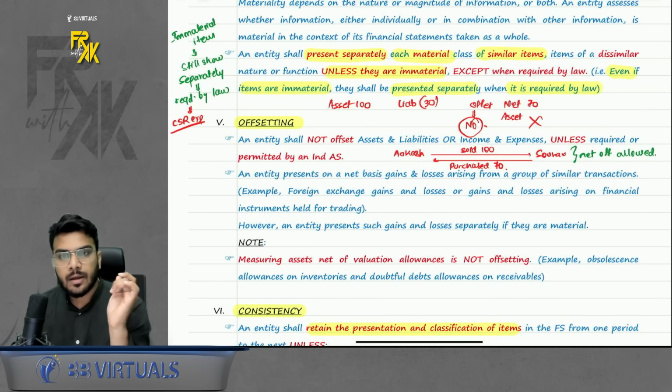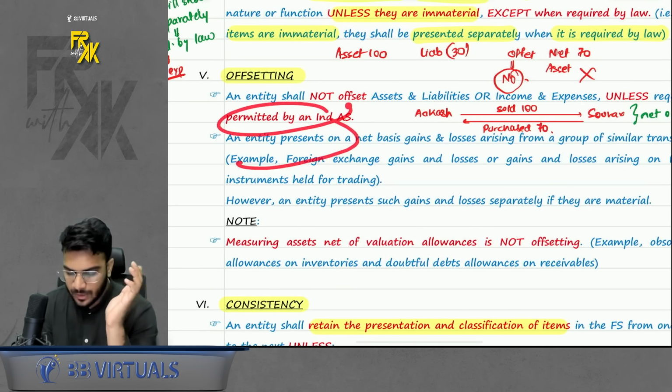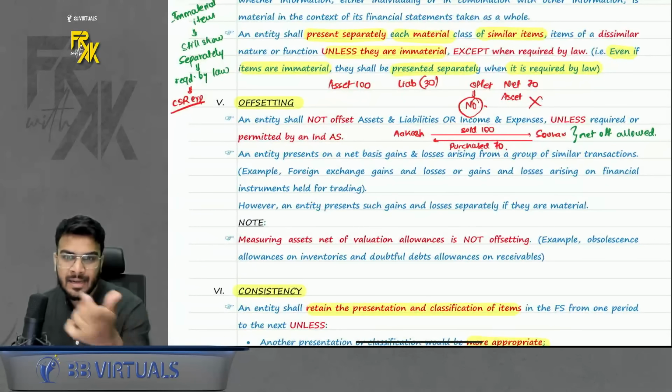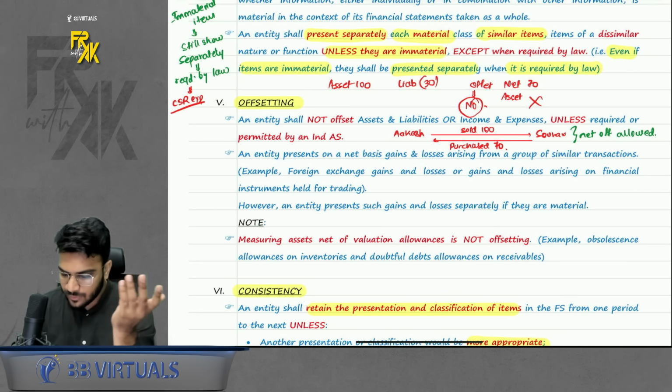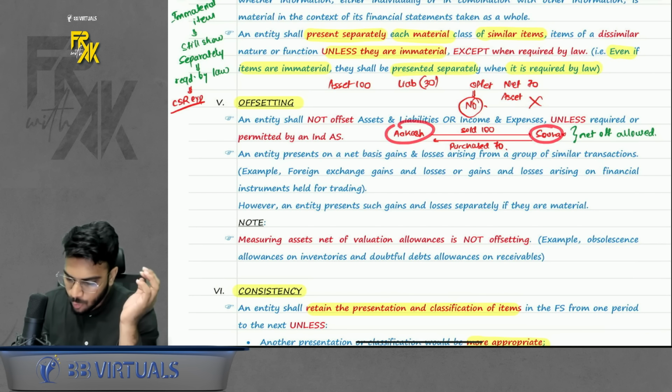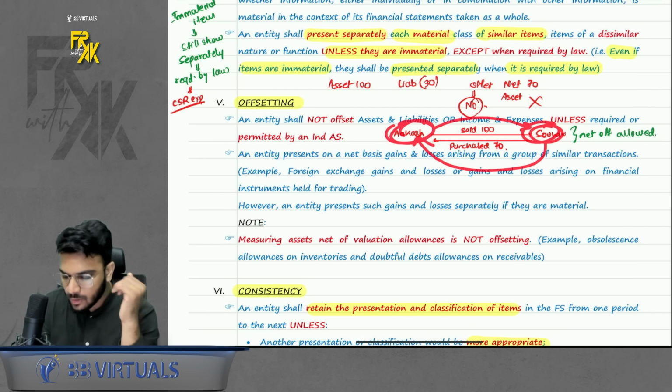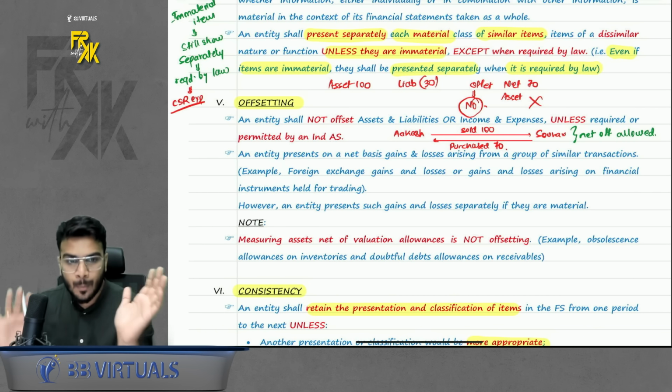Offsetting. Until and unless Ind AS permits offsetting, you will not offset any asset or liability. Also, just apply some common sense here. If the same parties are involved, for whom you have sold something and you have purchased something, you can offset, of course. So apply some common sense also here.